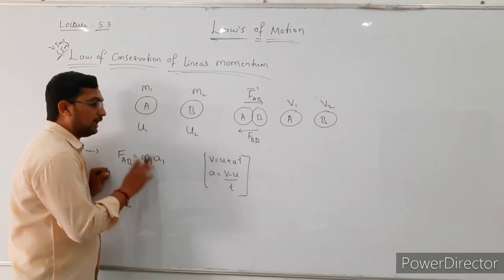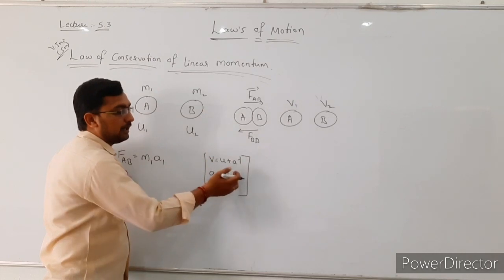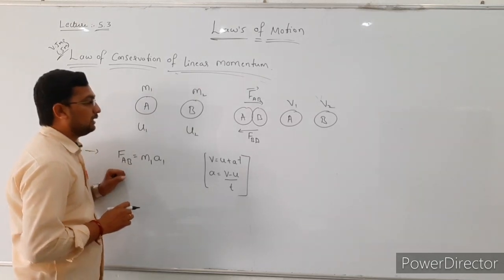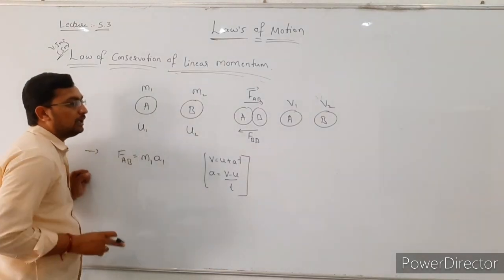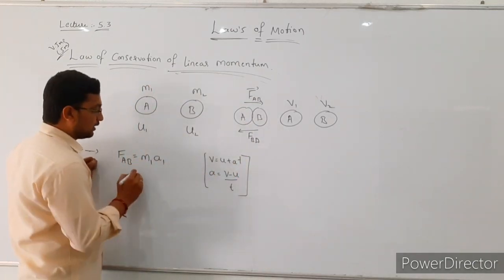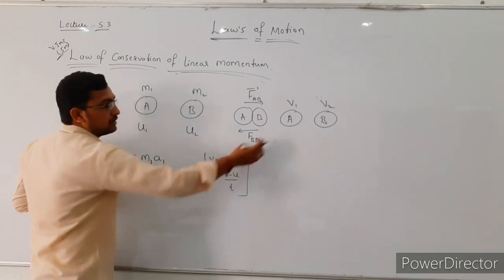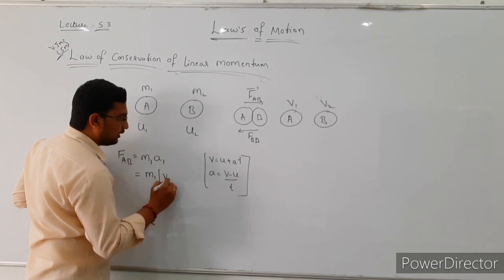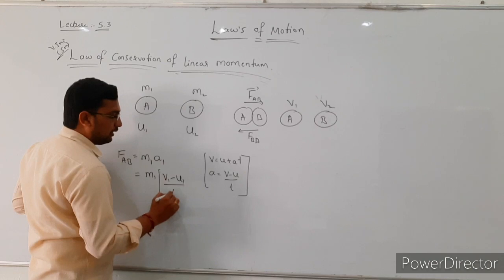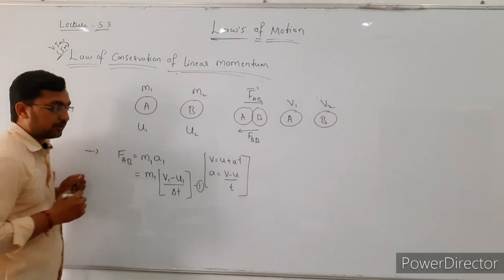In this case, we want the a1 value. So a1 is the final velocity of the first body minus the initial velocity of the first body, divided by the time interval. The initial velocity of the first body is u1, the final velocity of the first body is v1, and the time interval is del t. So then it becomes m1 into v1 minus u1 divided by the short time interval del t. This is our first equation.